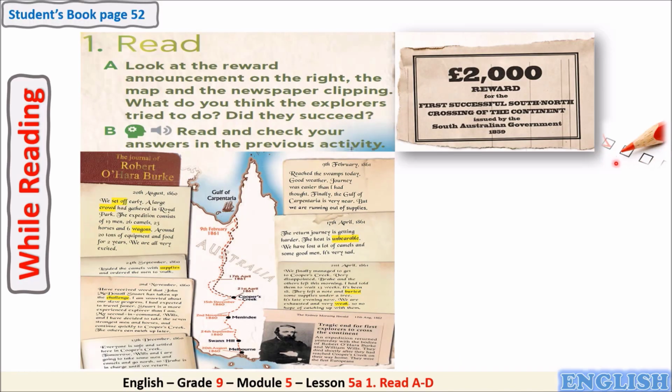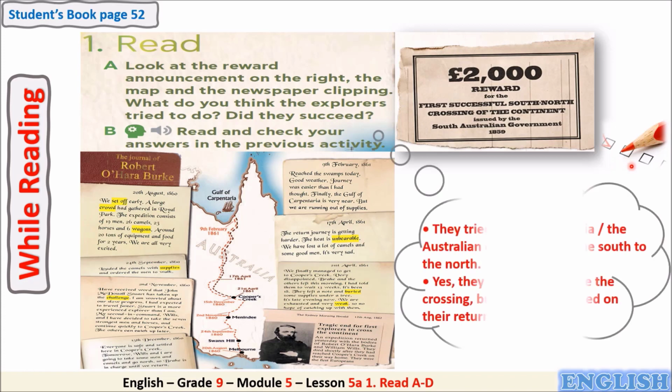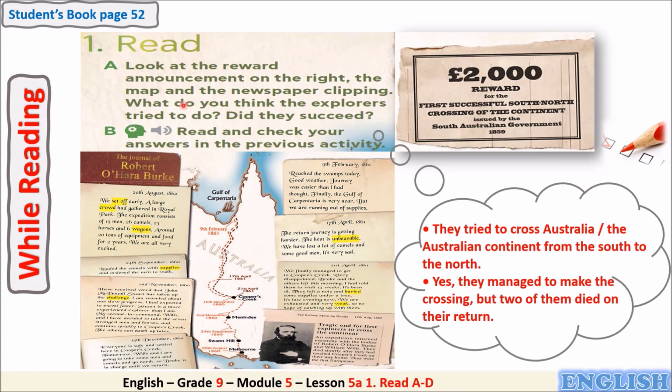Now let's check your answers to get the main idea. Question number 1. What do you think the explorers tried to do? They tried to cross Australia, or the Australian continent, from the south to the north. Did they succeed? Yes. They managed to make the crossing, but 2 of them died on their return.